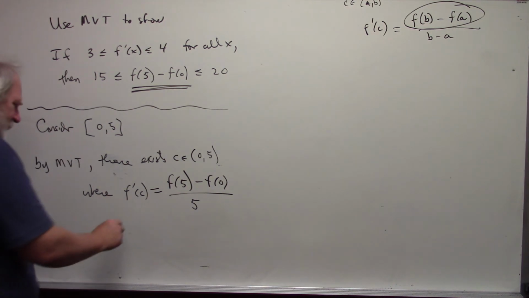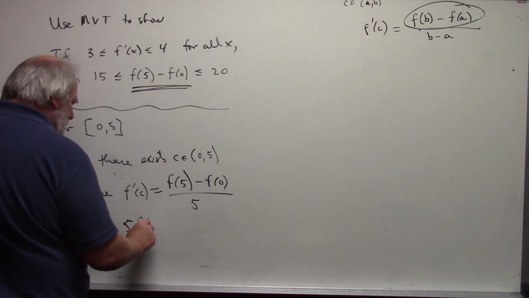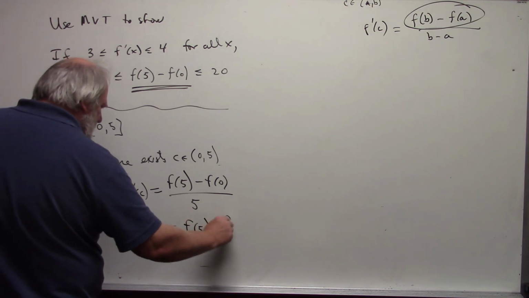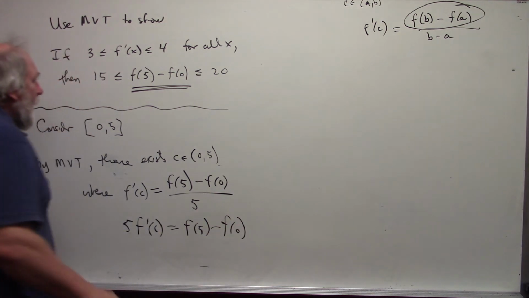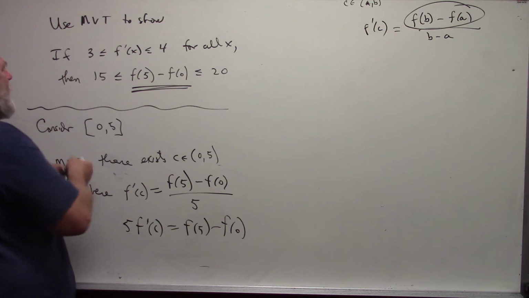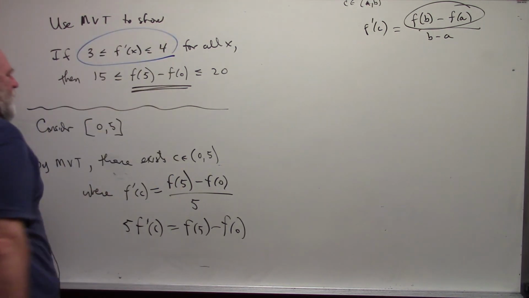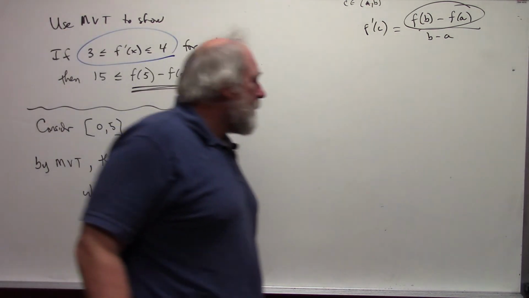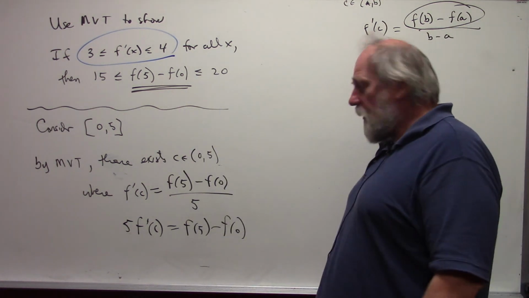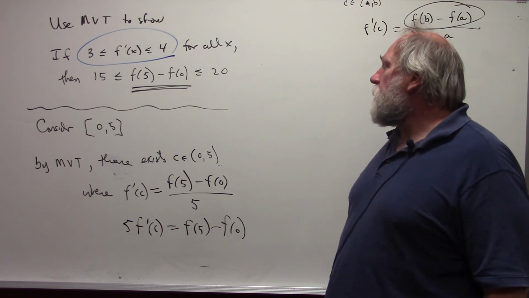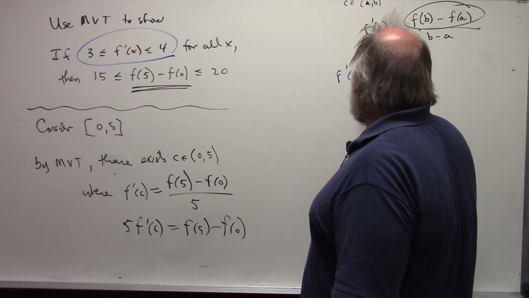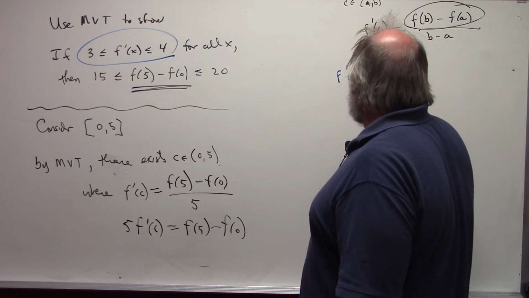This means that 5 times f prime at c is equal to f of 5 minus f of 0. Now, this is where we use this piece of information here. 3 is less than or equal to f prime of x is less than or equal to 4 for all x. c is some particular x value. I don't know what it is, but that's okay. We know f prime at c is between 3 and 4.